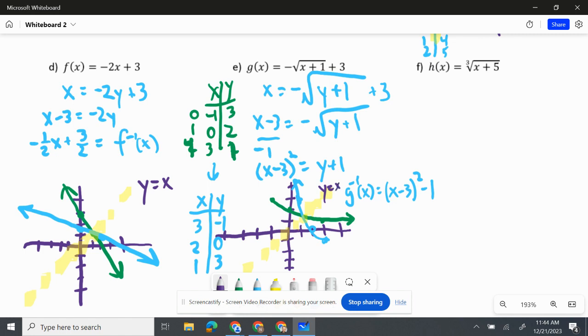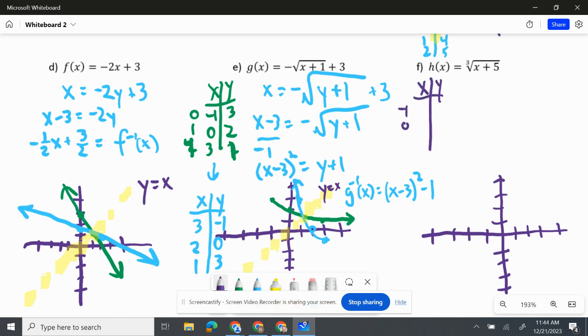So our last one, what we're going to do is graph it. And we're going to use the points -1, 0, and 1. And so what gives us a -1 is -6. What gives us a 0 is -5. And what gives us a 1 is -4. When I plug in the -6, I get -1, 0, and 1.